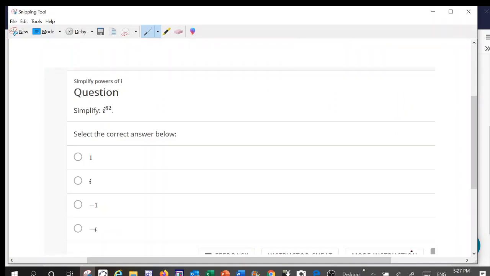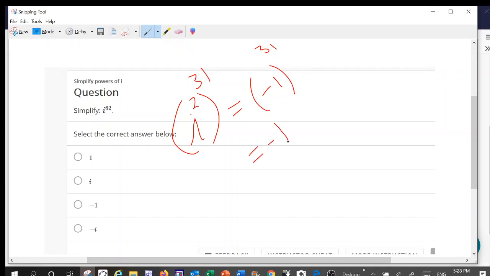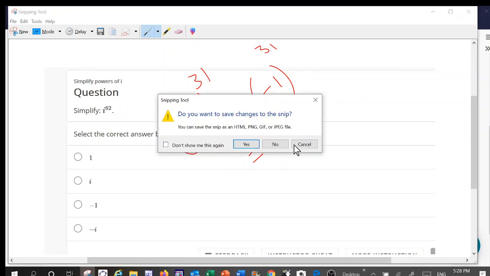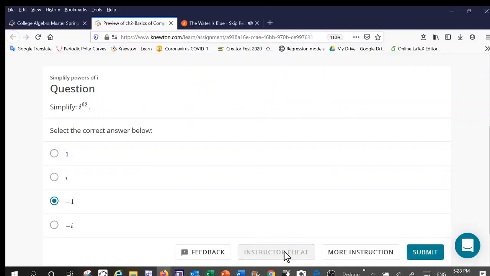Well, i to the 62 is going to be i squared to the power of 31, because 31 times 2 is 62. And what is i squared? i squared is negative 1, so negative 1 to the 31. Now, negative 1 to the 31 is negative 1, right? Negative to an odd power is negative, and negative to an even power is positive. So the answer is negative 1.